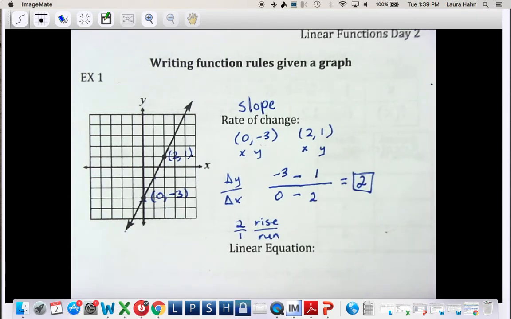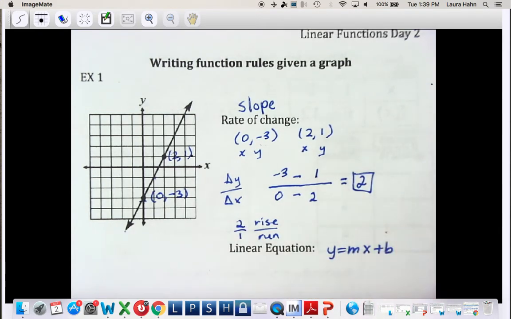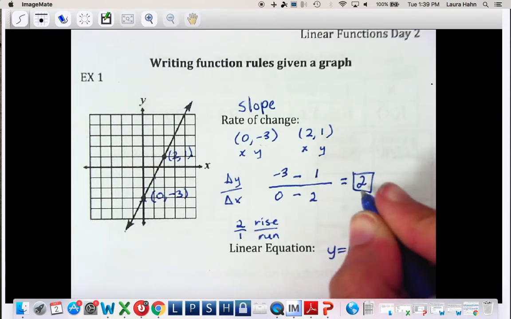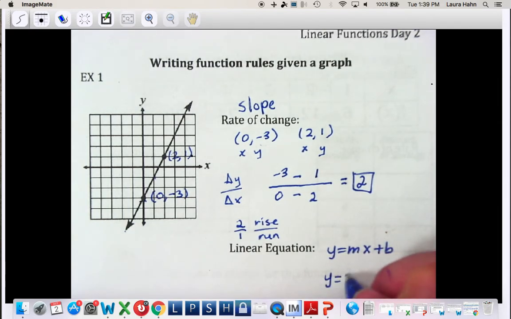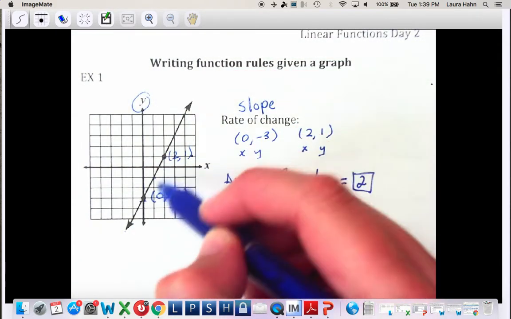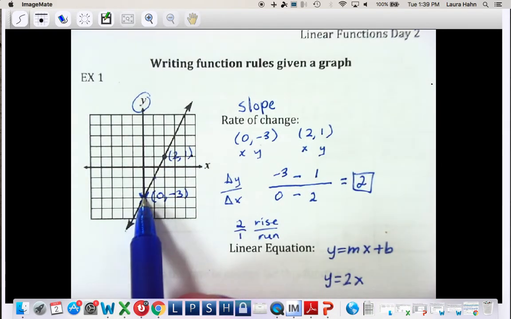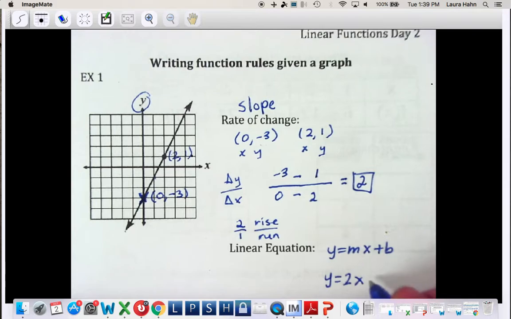All right, now we just have to write the equation. My m, we already calculated it, was 2, so y equals 2x. B is your y-intercept, so you're looking at your y-axis. This line crosses your y-axis right here. So it crosses at -3, so your y-intercept is -3. Good.